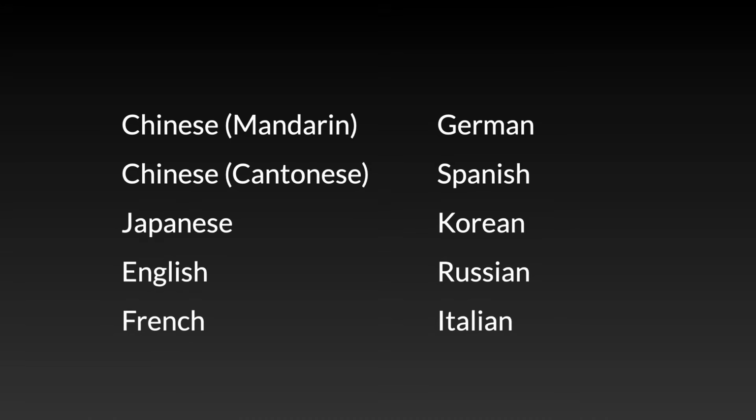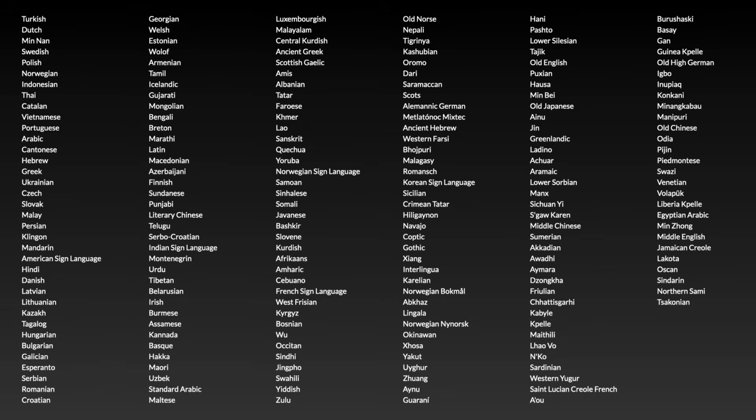And third, we have a large number of supported languages. Like most language learning platforms, we offer these popular languages like Chinese, both Mandarin and Cantonese, Japanese, English, French, German, Spanish, Korean, Russian, and Italian. But in addition, we also offer these 207 other languages. Here's a complete list in order of content library size.